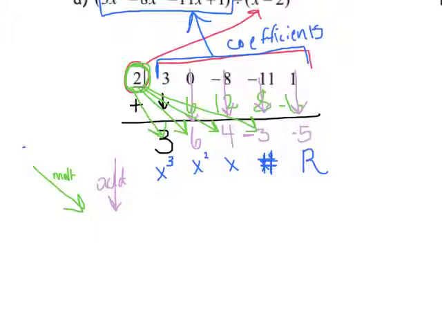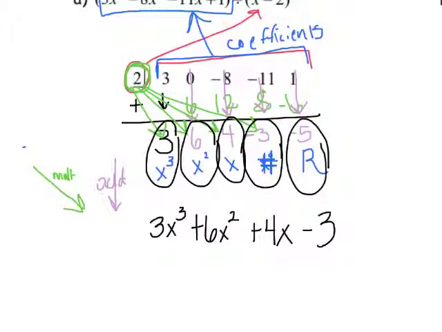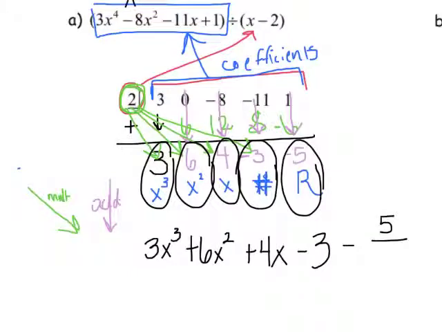So the answer is 3x cubed. This is a positive 6, so plus 6x squared. Positive 4 plus 4x minus 3. Remainder. So this is where we put the symbol, negative 5, minus 5 over, and then go back to the top, x minus 2 was the divisor.